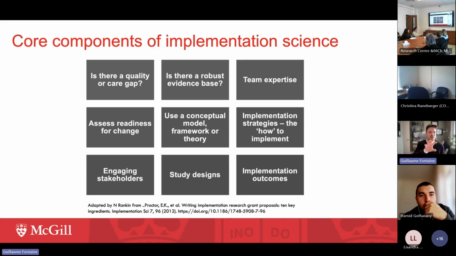And then other key concepts and components within the field are the implementation strategies that I just talked about. So the how we go about implementing something, like training, education, quality assurance, choosing champions, providing reminders at the point of care, changing incentives and financial structures. All of those are implementation strategies. And then engaging stakeholders, the different study designs, and the implementation outcomes are also some of the other core components.